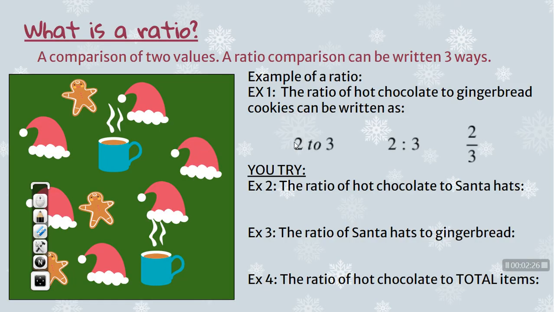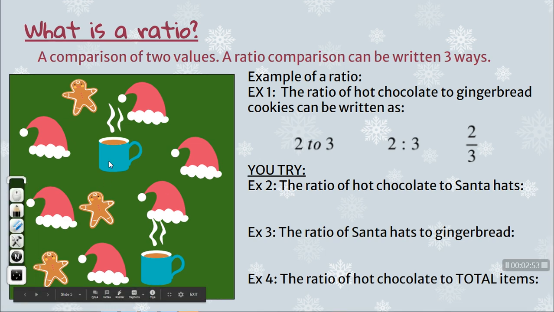Okay, so that being said, what is a ratio? A ratio is a comparison of two values. This comparison can be written in three different ways. So here's some examples. The ratio of hot chocolate to gingerbread cookies can be written as 2 to 3. If we look at our picture over here, there are two hot chocolates and then three gingerbread cookies. So we write this ratio 2 to 3.